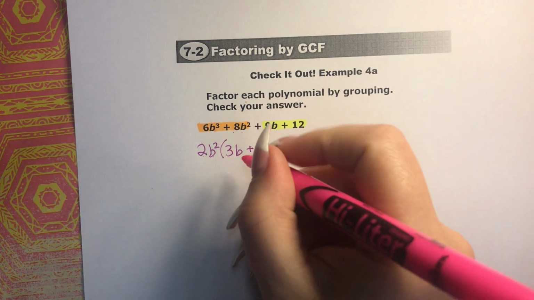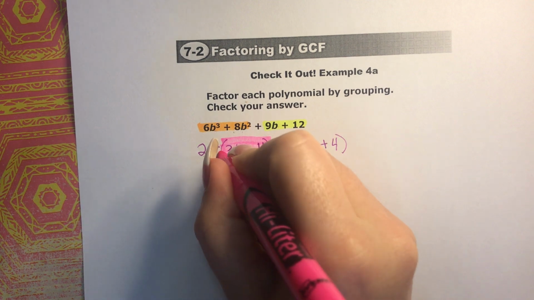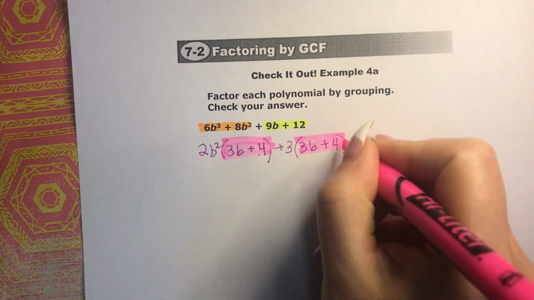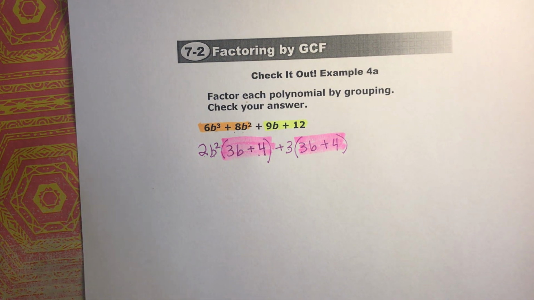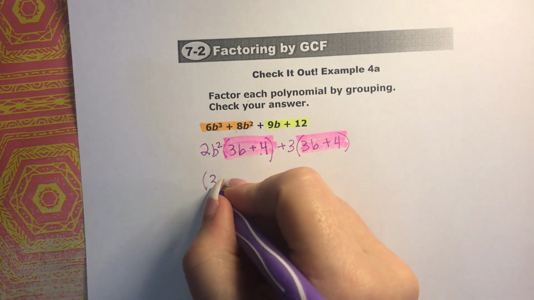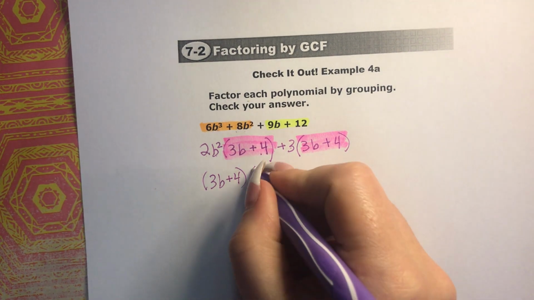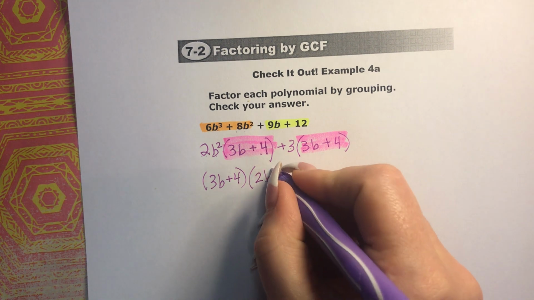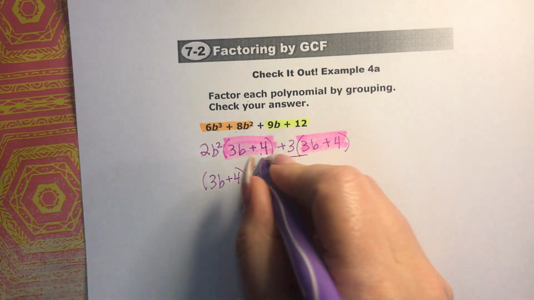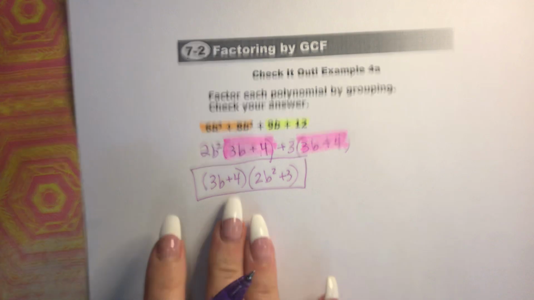Yes, we have a 3b plus 4 in common, right? So we're going to factor that out. 3b plus 4, and then what's left is 2b squared plus 3. Boom! There's your answer. If you got that right, great job.